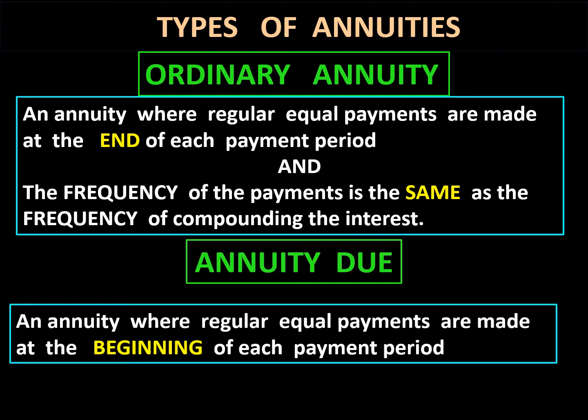Annuity due. It's also an annuity, but here the regular payments are made not at the end but at the beginning of each payment period. The frequency of the payments and the frequency of the compounding must also be the same, but the main difference is that this one is the end of each payment period, and this one is at the beginning of each payment period.